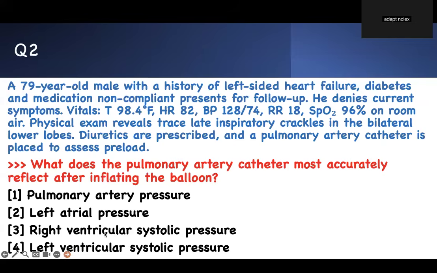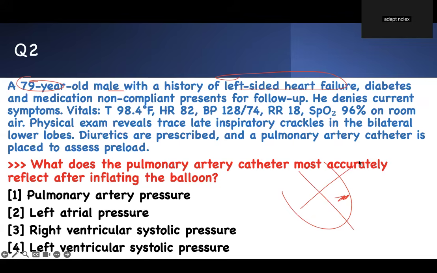The next question is based on the same thing. What does the pulmonary artery catheter most accurately reflect after inflating the balloon? That means the PA catheter, when you blow it up. A 79-year-old male with the history, usually it will give you a long case. Don't worry, sit back, analyze it. He's a 79-year-old male. Okay, he has a history of left-sided heart failure. So his left side heart failure is in trouble, right?